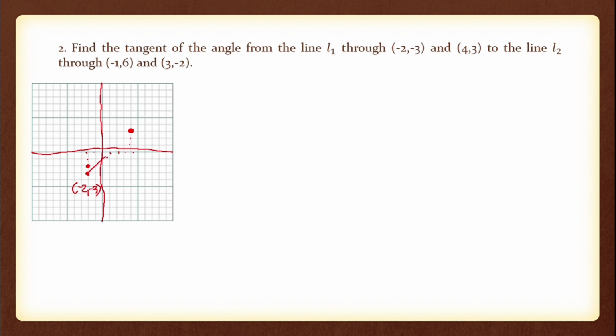This is the first line. And the second line is -1 and 6. -1, 1, 2, 3, 4, 5, and 6. So -1 and 6. And 3, -2. So 1, 2, 3. 1, 2, 3. 1, 2. Alright, so this is 3 and -2.